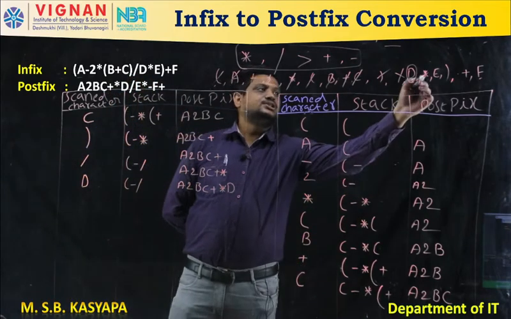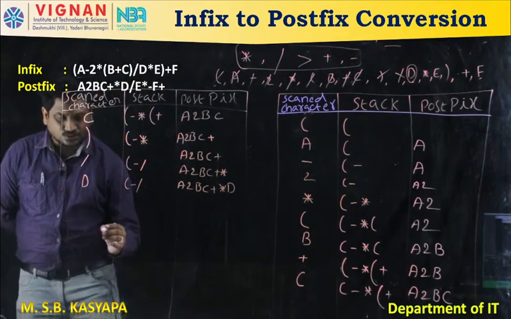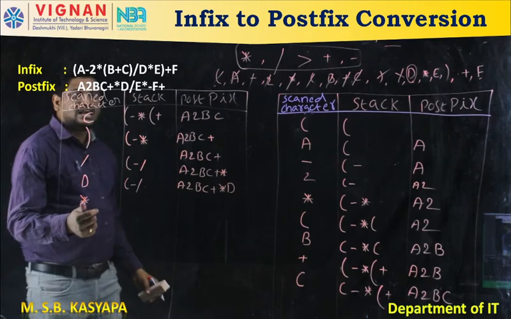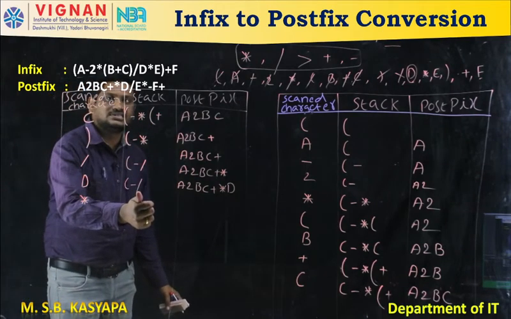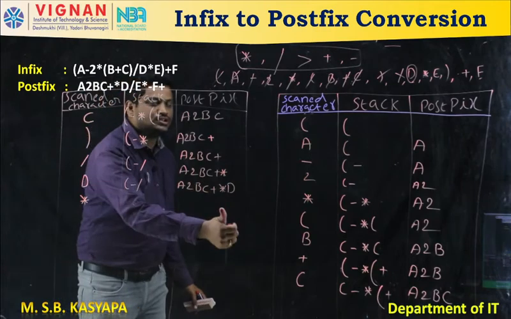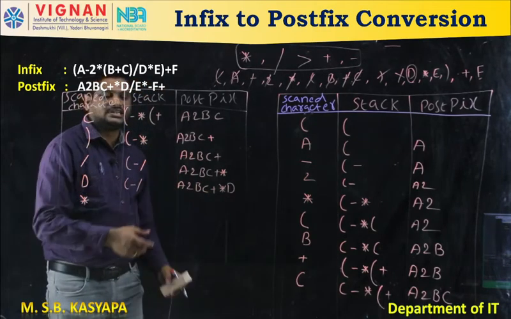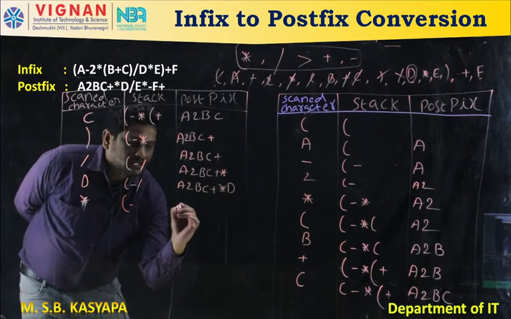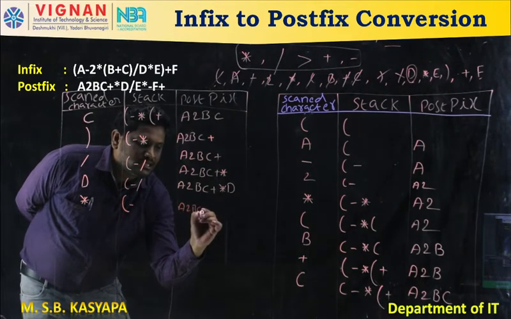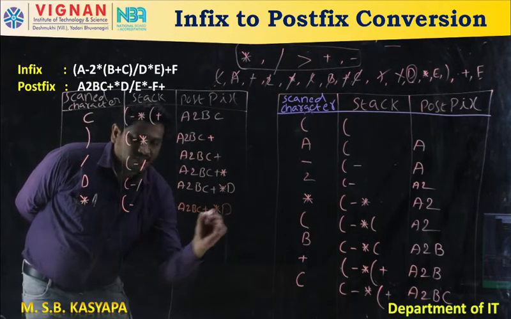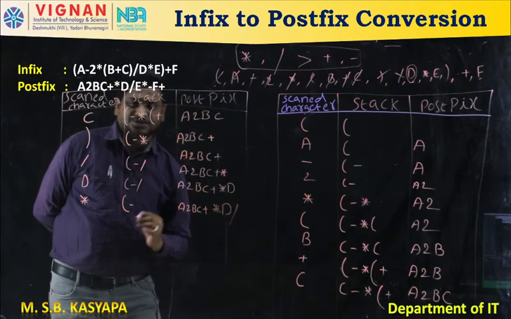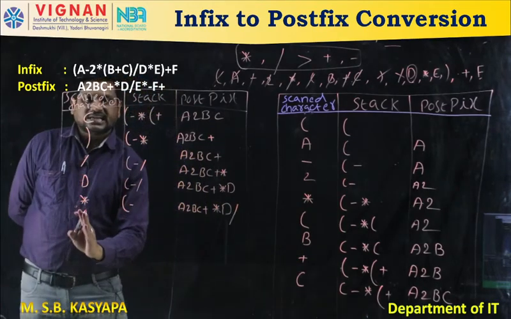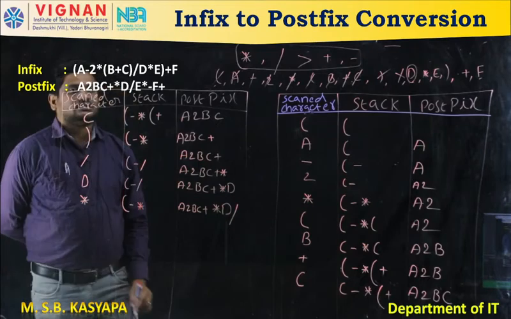So, next it is a multiplication operator, into. So, into, am I right? That means again the same thing. If the scanned character's precedence is equal to the top operator available in the stack, then this top operator will move to the postfix expression, and the scanned character moves to the stack. So, the star moves to the postfix expression, the top operator available in the stack moves to the postfix expression. Next, the scanned character moves to the stack.